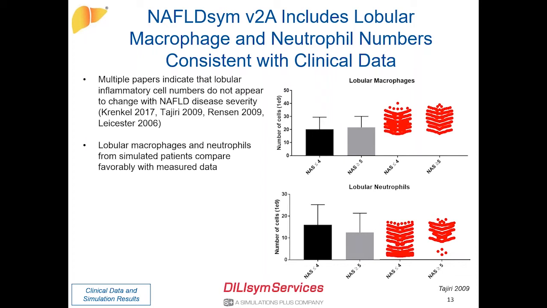This, in slide 13, illustrates, again in red, how the simulated population compares with the measured data for lobular macrophages on the top and neutrophils on the bottom, as reported by Tajiri et al. in 2009. Again, you can see that our simulated patients, categorized similarly based on the NASH score, line up quite nicely with the clinical data, and allows us to have some confidence that we're capturing the number of cells in the pathophysiologic state appropriately with our simulated population.